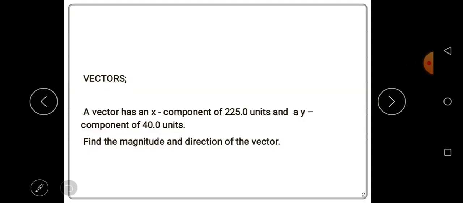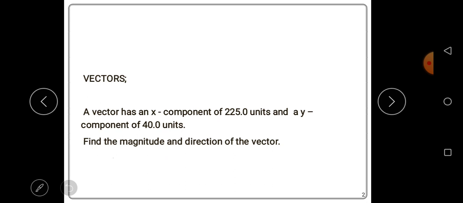In this video we'll be discussing vectors. So the question reads: a vector, since they haven't mentioned if it's vector B or vector A or what, let's assume that this is vector A. A vector has an x component of 225.0 units and a y component of 40.0 units. Find the magnitude and direction of the vector.